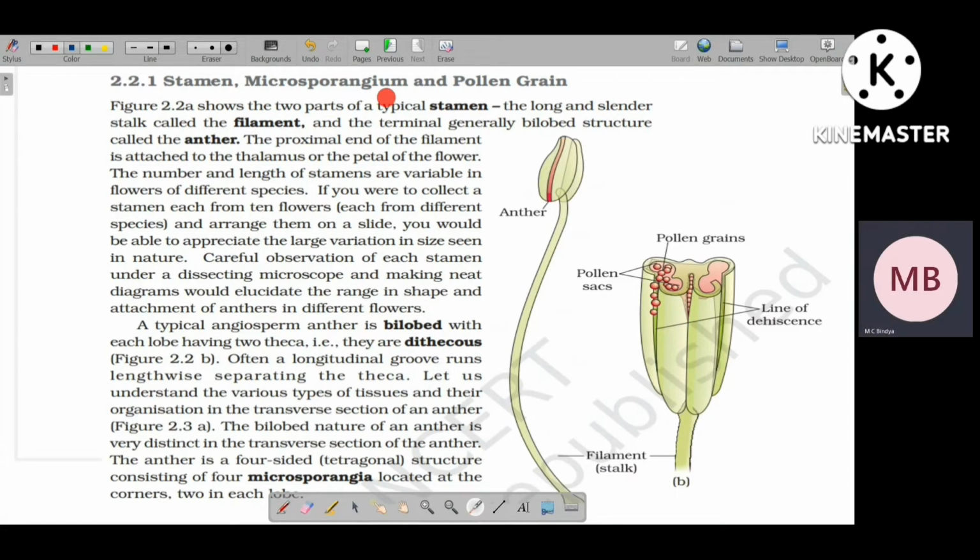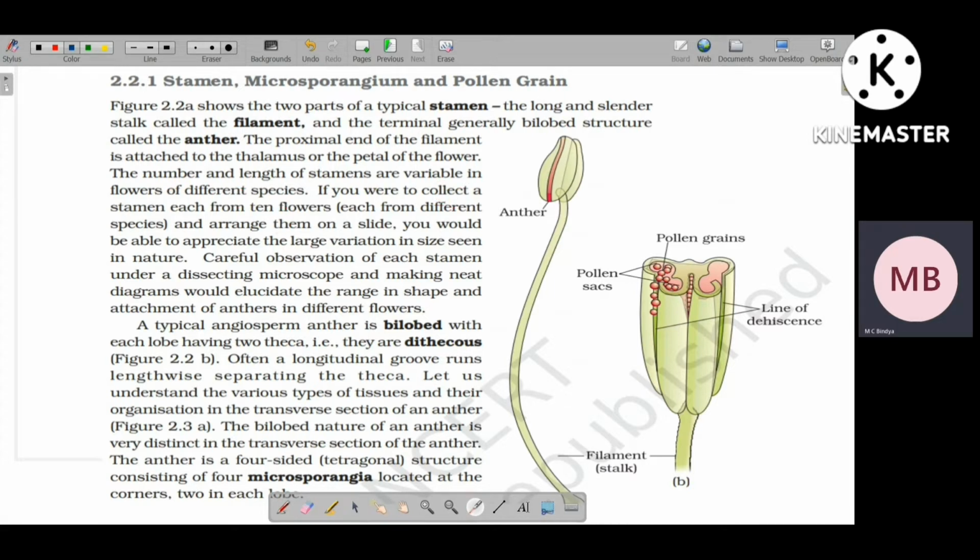Stamen, microsporangium, and pollen grain. The figure shows the two parts of a typical stamen: the long and slender stalk called the filament, and the terminal, generally bilobed structure called the anther. The proximal end of the filament is attached to the thalamus or the petal of the flower. The number and length of stamens are variable in flowers of different species.